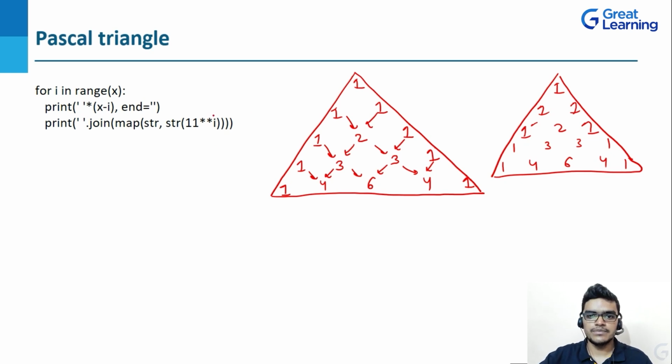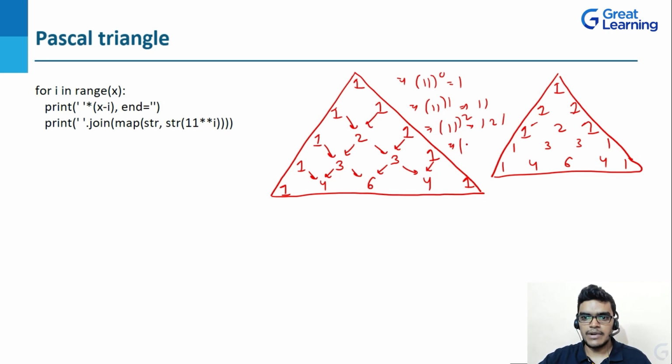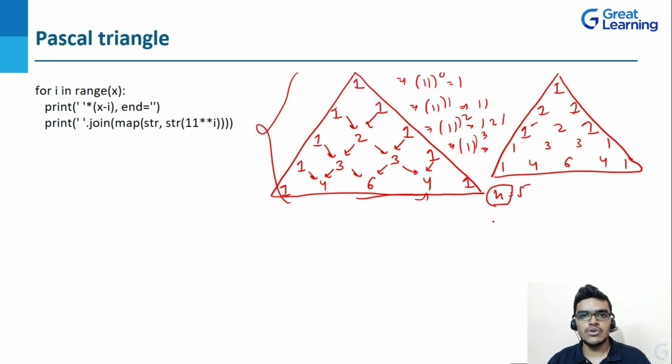So here if you see that if I'm writing 11 power 0, I'm getting 1. If I'm writing 11 power 1, I'm getting 11. If I'm writing 11 square, I'm getting 121. If I'm writing 11 cube, I'm getting 1331, and similarly 11 to the power 4, I'm getting this number. So this logic will work up to n is equal to 5, where n is the number of terms, right? So we can implement this logic up to 5 terms.